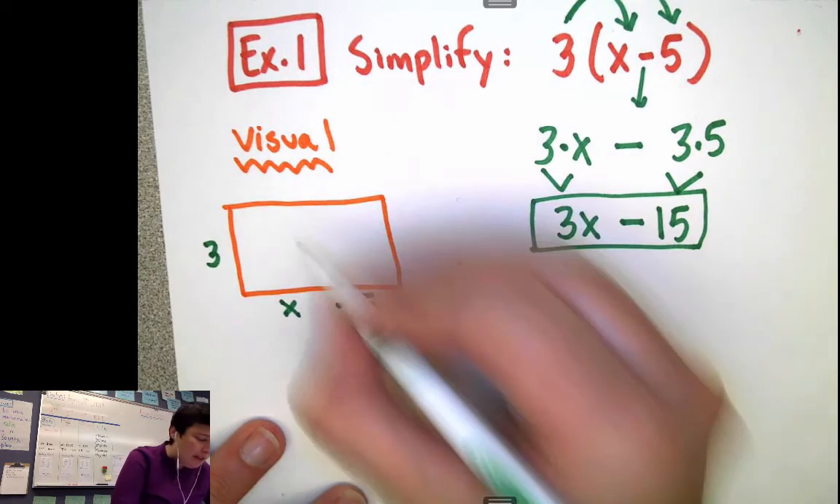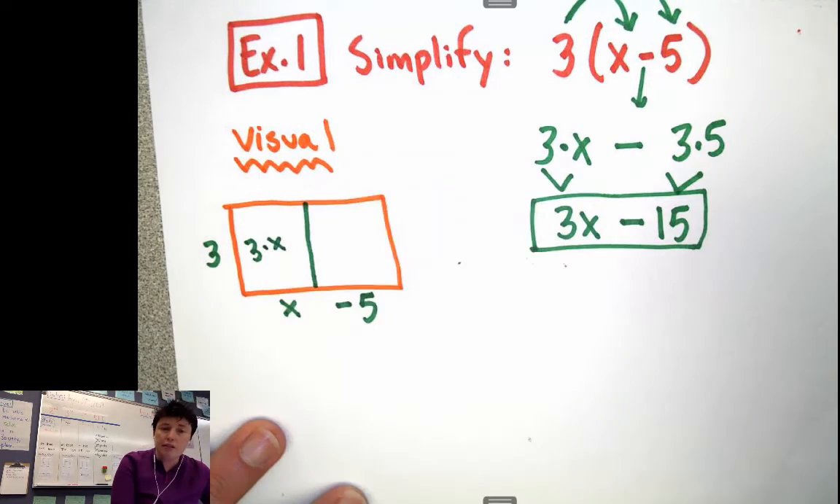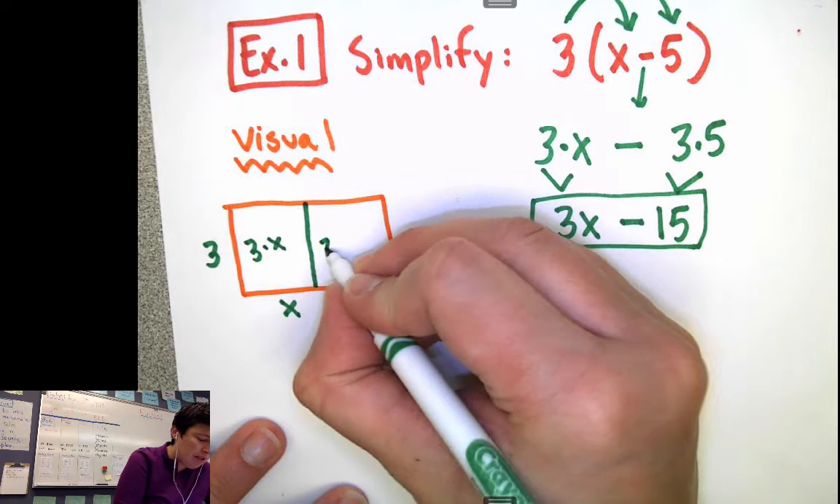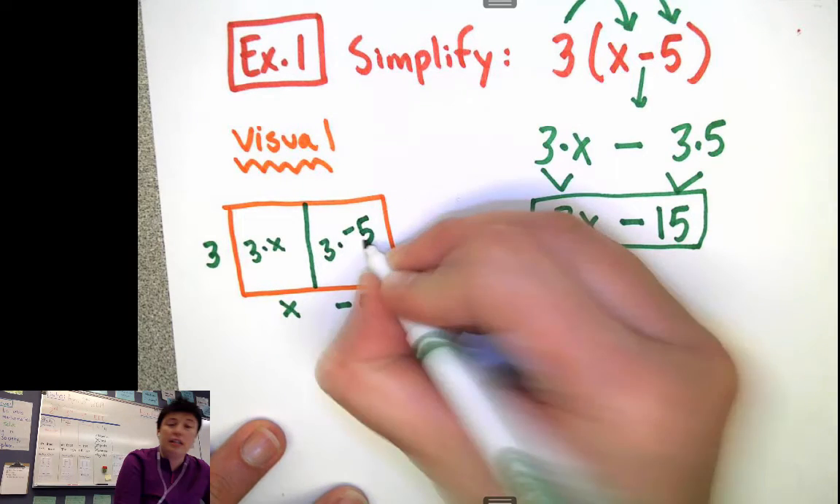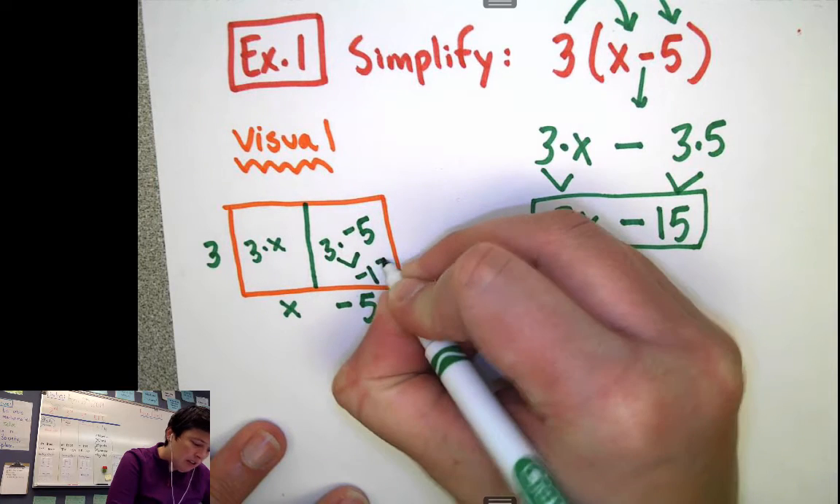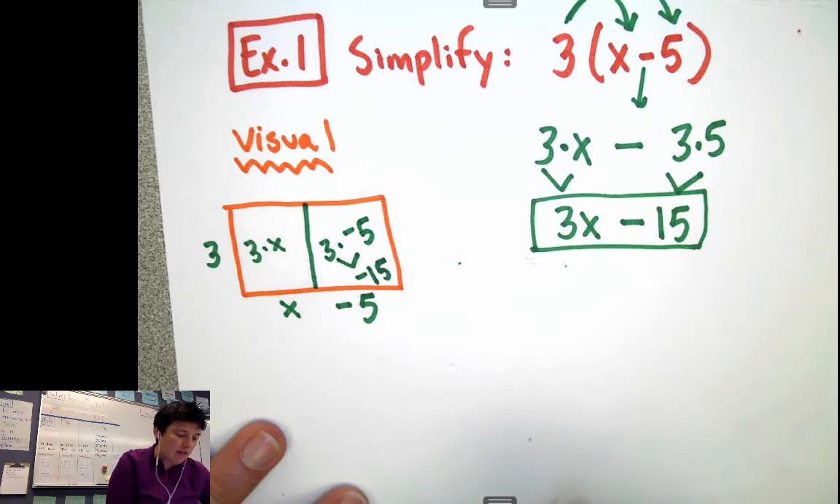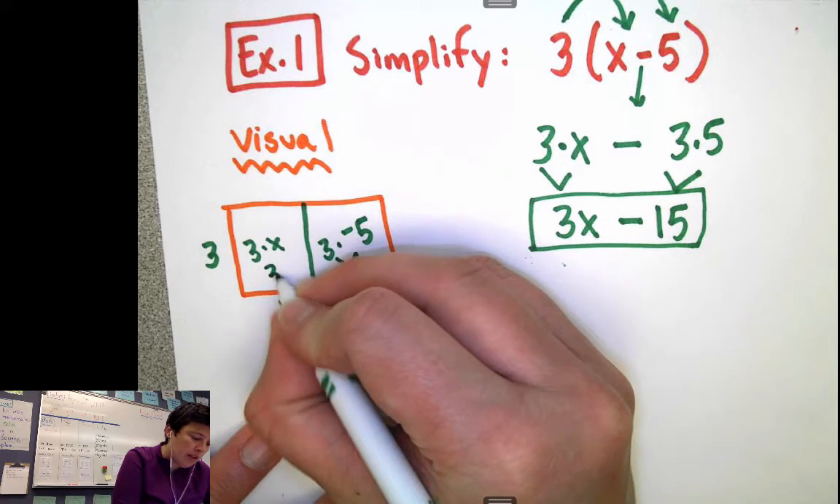So to break up the rectangle, I'm going to split it down the middle. This side will be 3 times x, and this side will be 3 times negative 5, a subtracted 5. Well, that makes a minus 15. Different signs. 3 times negative 5 is different signs. They don't match. That's bad. That's a negative 15. And 3 times x is 3x.